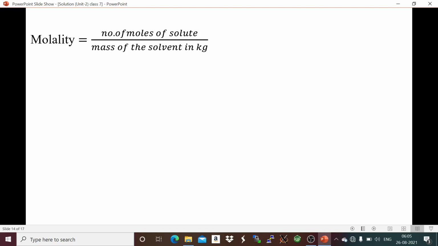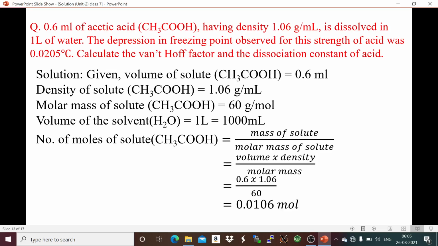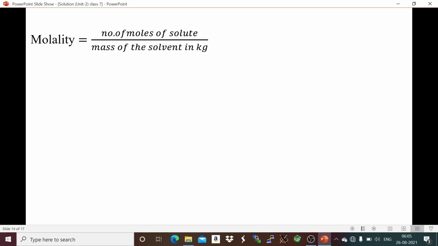Next, molality is the number of moles of solute divided by mass of the solvent in kg. Mass of the solvent is not given; the volume of the solvent is given, that is 1 liter. So you have to find out the mass of the solvent.